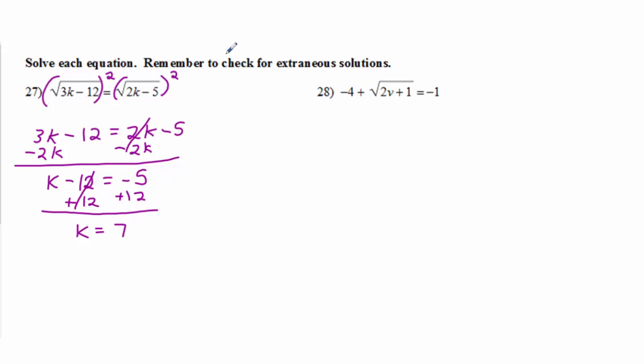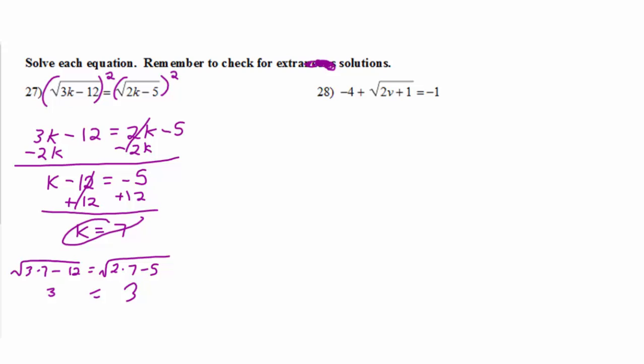And then it tells you, remember to check for extraneous solutions. That means extra solutions, so solutions that aren't really solutions. So what we want to do is figure out if I plug in 7 where k is at the top, do I actually get the same thing? This is 21 minus 12, which is 9. You square root that and you get 3. This is 2 times 7 minus 5, which is 14 minus 5, which is 9. Square root of 9 is 3 again.